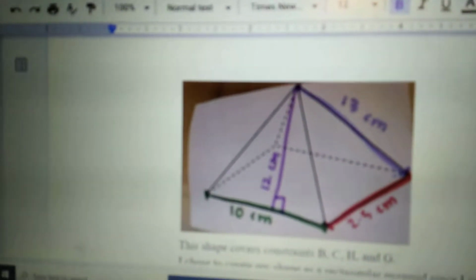Shape number 2, I decided to do it as a rectangular pyramid since I could cover area and length and vertical height all in one shape. So this shape covers constraints B, C, H, and G. I chose a rectangular pyramid since I could cover 4 constraints with this. How did I know it? I knew it because I solved for volume.